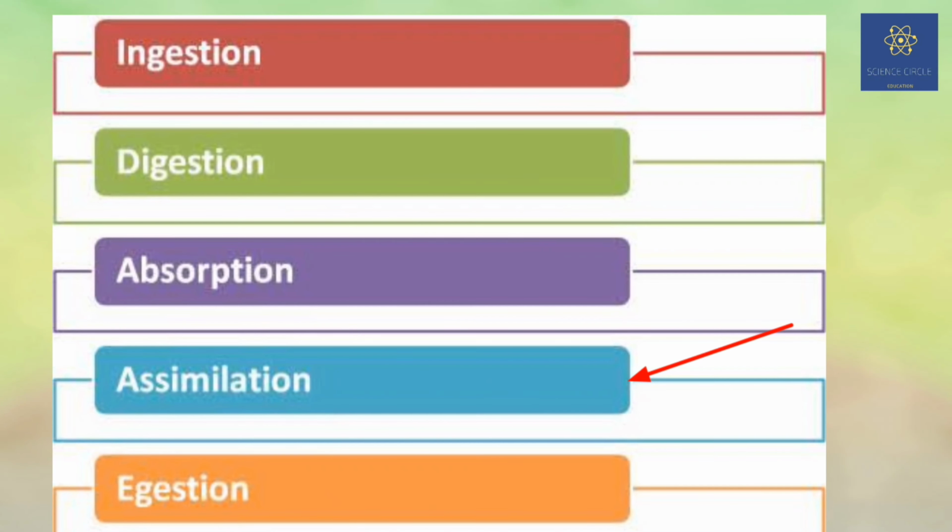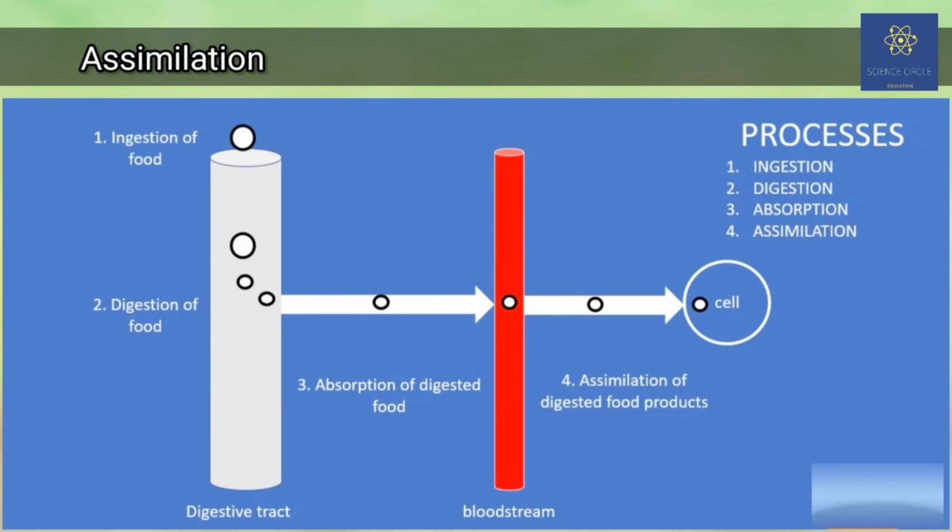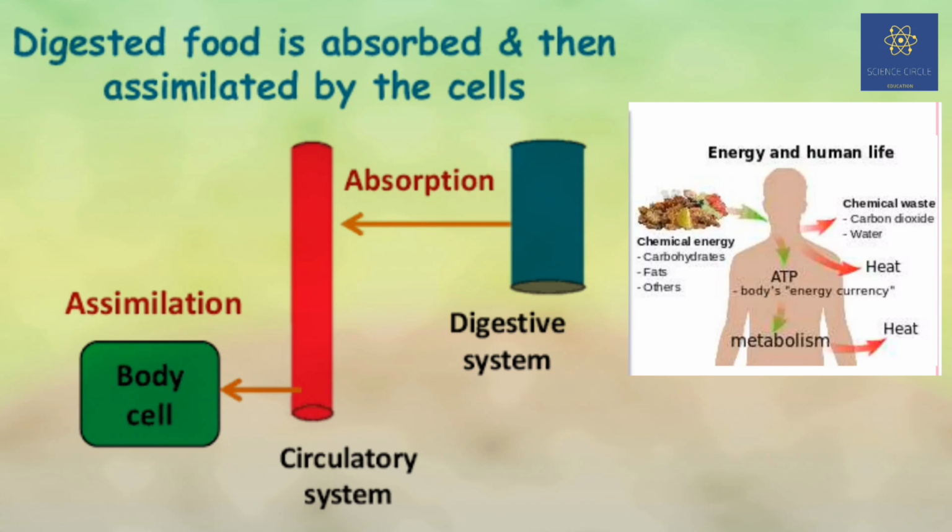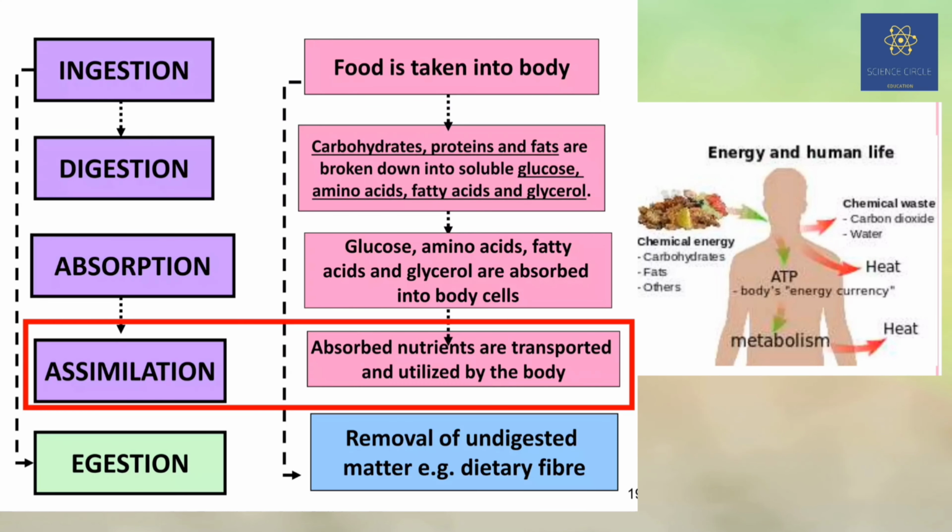Till now we have observed three steps of nutrition, that is ingestion, digestion and absorption. Now comes the next step, that is assimilation, which means the movement of the digested food molecules into the cells of the body, where they are used to produce energy, which is used for the growth and repair of the body. The energy is released by the oxidation of the assimilated food in the cells during respiration.